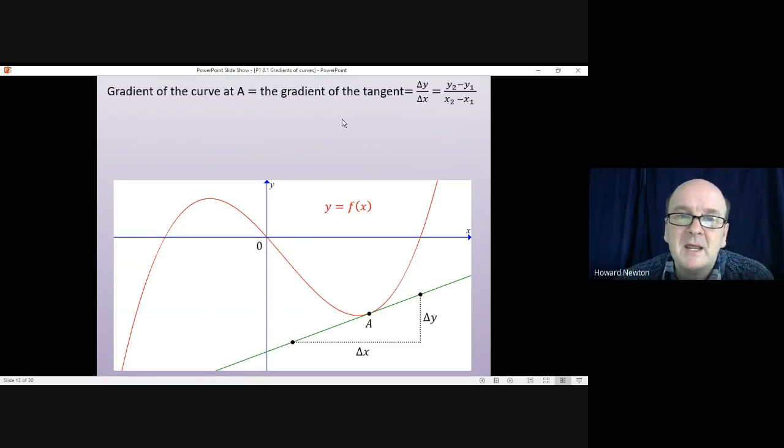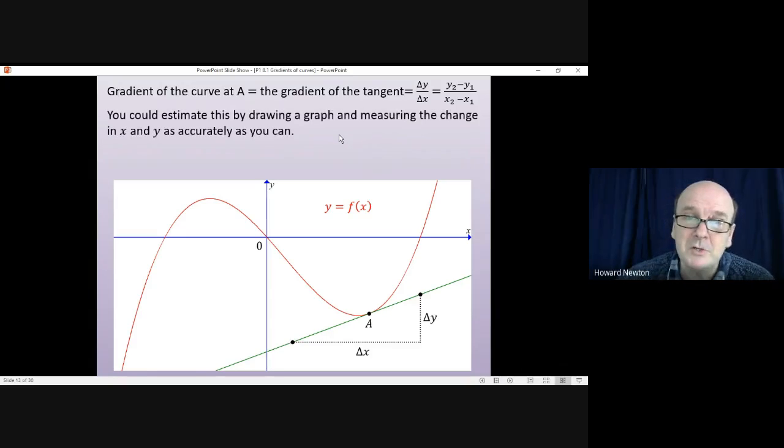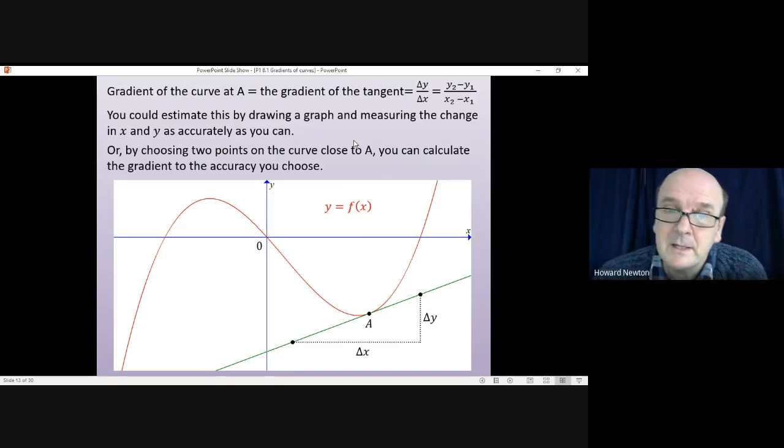Okay, what have we just been saying then? If you want to know the gradient of the curve at the point A, what you actually do is find the gradient of the tangent at the point A, which would be equal to the change in y over the change in x between any 2 points on that tangent. Now, one way you could do this is by drawing a graph as accurately as you can, and then measuring the change in x, the change in y, and just working out the gradient by putting the numbers into the formula. Or it's possible to do better than that. If you choose 2 points on the curve close to A, so choose A and then choose a second point very near to it, it's possible to calculate the gradient to any accuracy that you choose.